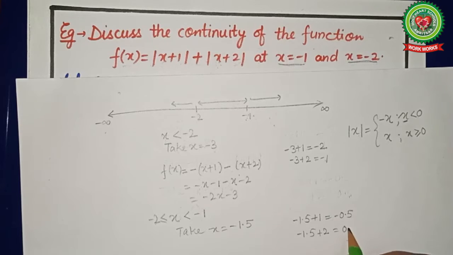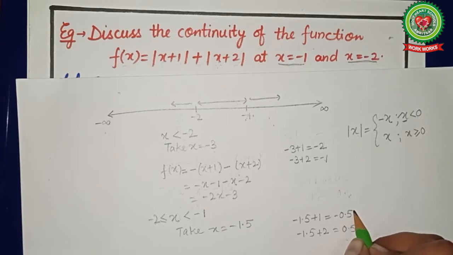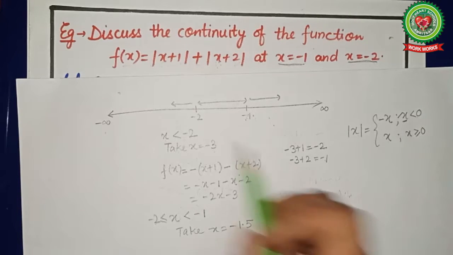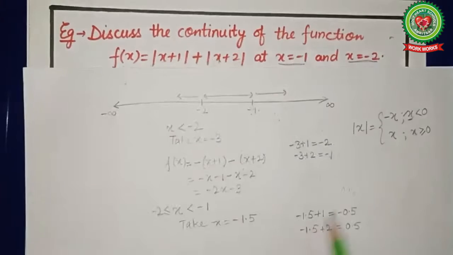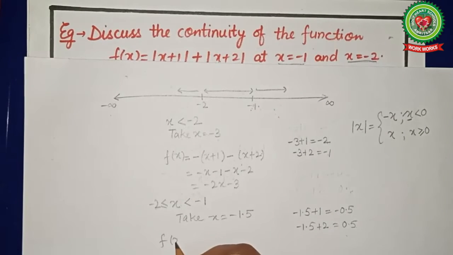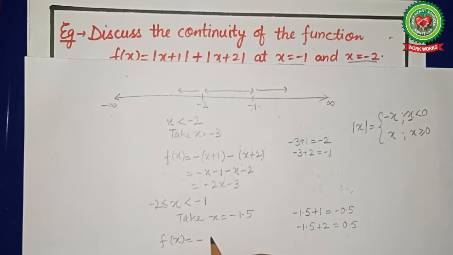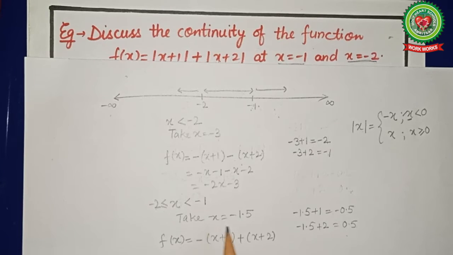the answer is 0.5. First is negative, second is positive, so the sign will be taken accordingly. f(x) = -(x + 1) + (x + 2). On simplifying it, we will get the value of the function when x lies between -2 and -1, also for the equal to sign.